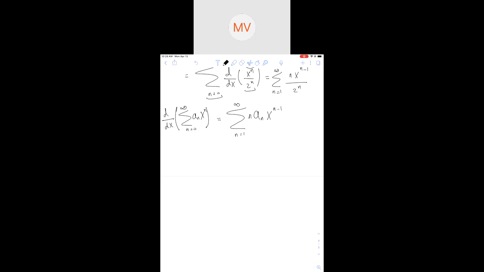Now if you take the derivative of this again, or d2 dx squared, the second derivative of this guy, well, you already took the derivative once, take another derivative, so it becomes n times n minus 1 a sub n x to the n minus 2, summation of that. This time you have to start from 2, right? Because 0 makes that one 0, 1 makes that one 0, so the whole thing is 0 for that reason, and it starts from 2 to infinity.